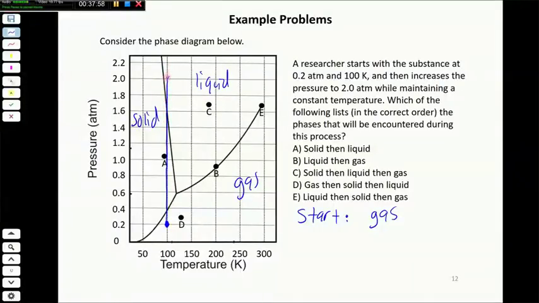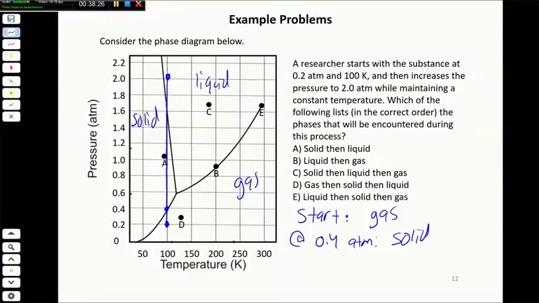So we stop right there. That's our stopping point. We see that as we go through this process, once we get here to 0.4 atmospheres, as we said, that's where sublimation occurs, so we go from gas to solid. As we increase the pressure continuously, once we get to 0.4 atmospheres, we cross from gas to solid. Then we're in the solid region of the diagram.